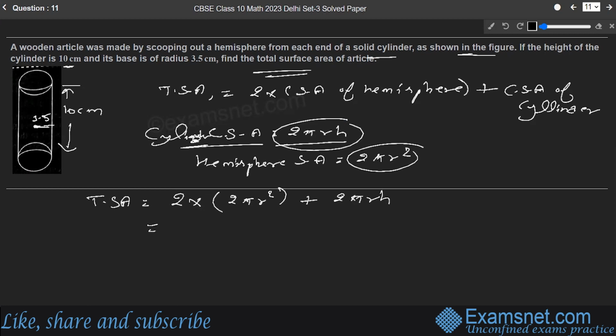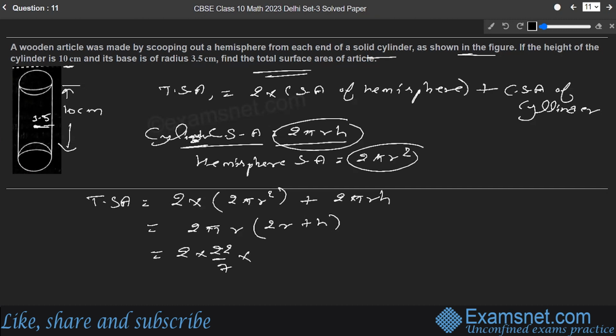So we can take 2 pi r as common. What do we remain with? We remain with 2r plus h. If we put the values, 2 into pi value, which is 22 by 7. Obviously the radius of both the hemisphere and the cylinder is common, because the hemisphere is taken out from the cylinder itself. There is no add-on part added there. It is a part of the cylinder only, so the radii are the same.